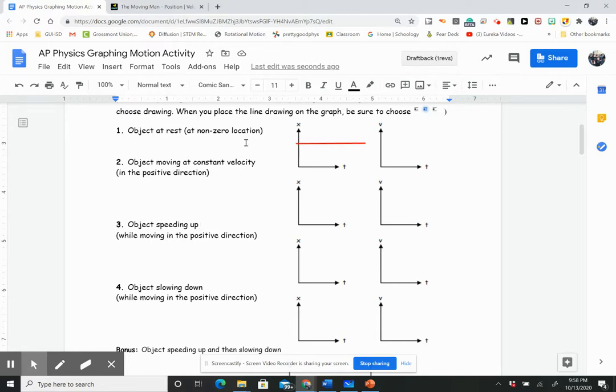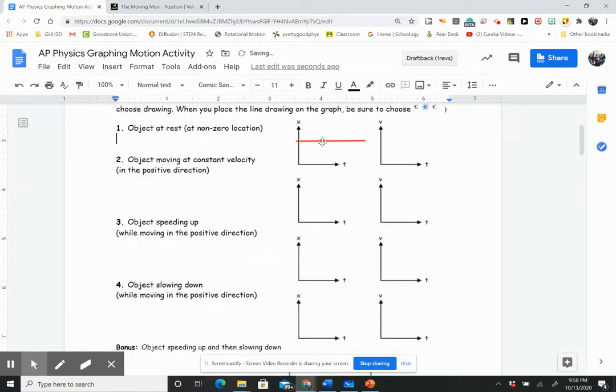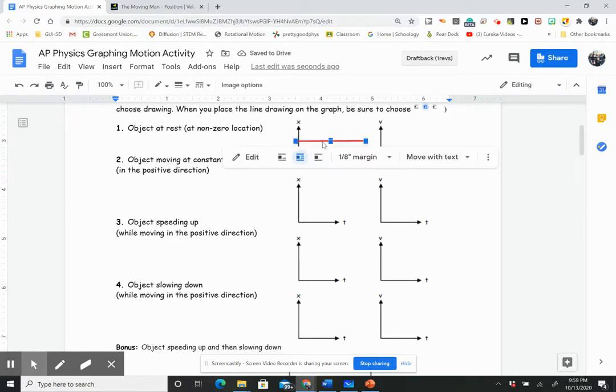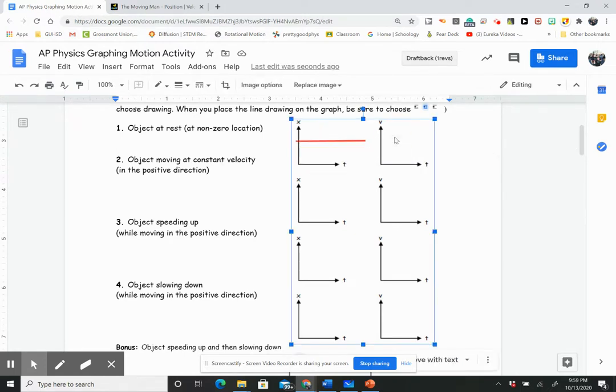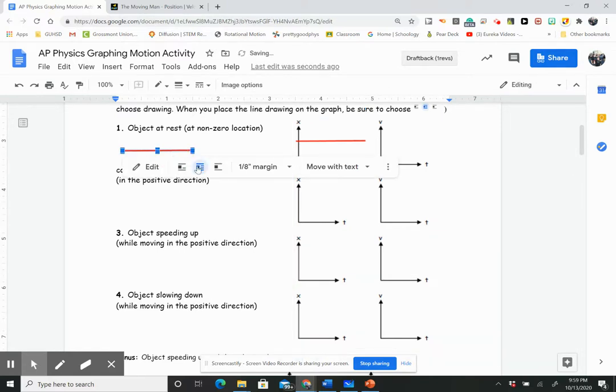Then what is my velocity versus time graph going to be? I'm going to copy this image, and I'm going to paste it right here.